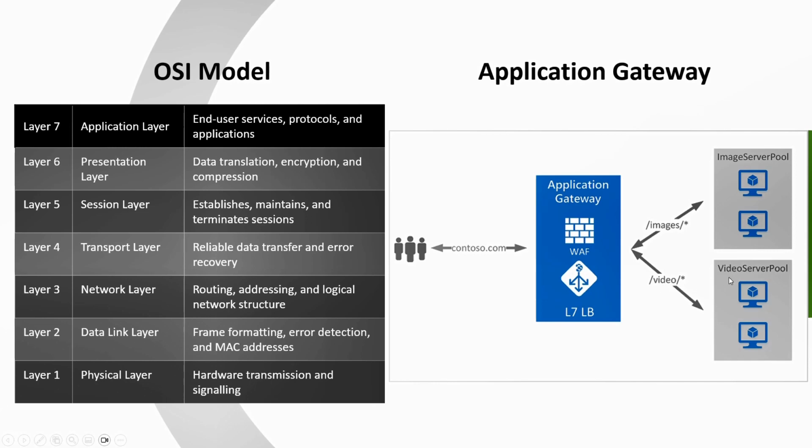So in short, you can say Application Gateway is a specialized load balancer designed for web applications, and it offers advanced routing and security features at the application layer. Let's move on to the features of Application Gateway.